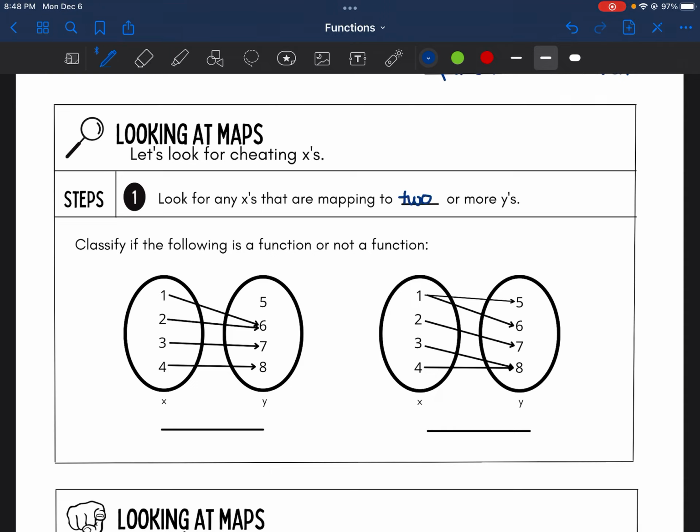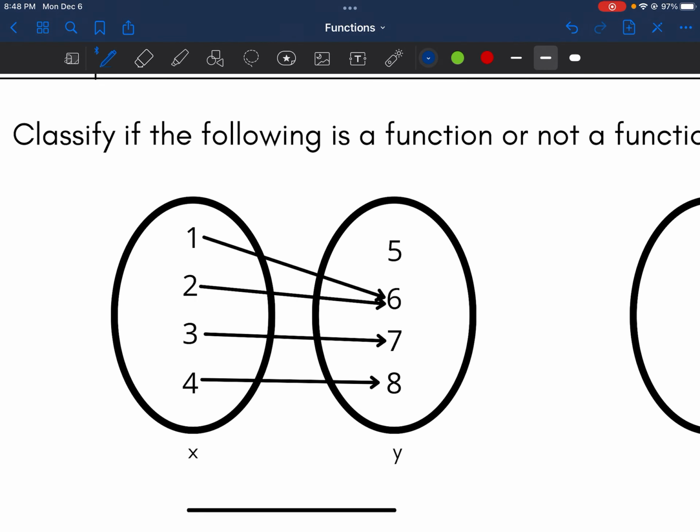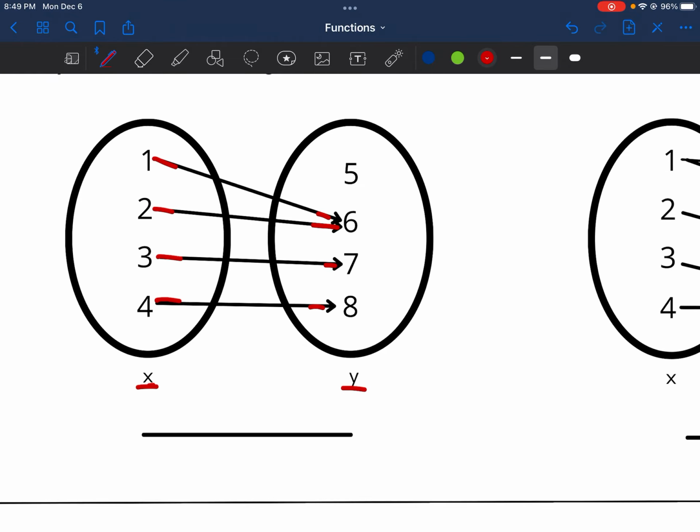So it's just kind of like the last page I just did. Let's start off with this mapping. I can see I have x's and they're mapping to y's. So let's check if any of them are cheating. This 1 is only mapping to 6. He is faithful. 2 is only mapping to 6. Also faithful. 3 is mapping to 7. Okay. 4 is mapping to 8. I see no cheaters. So I see that this equation is faithful. So it is a function.